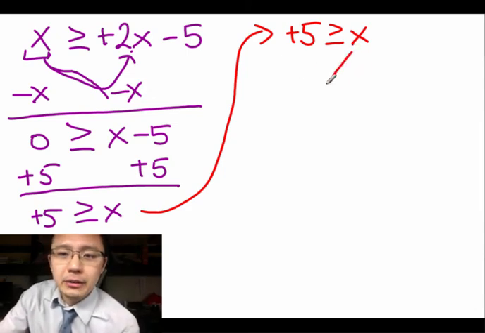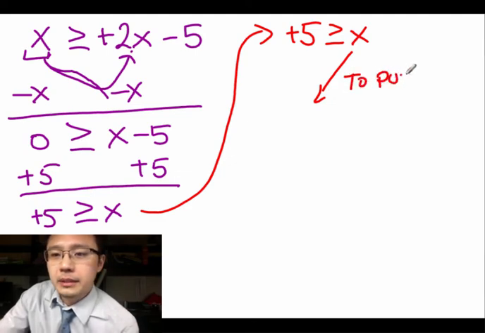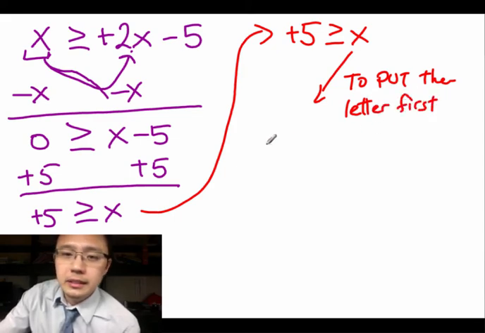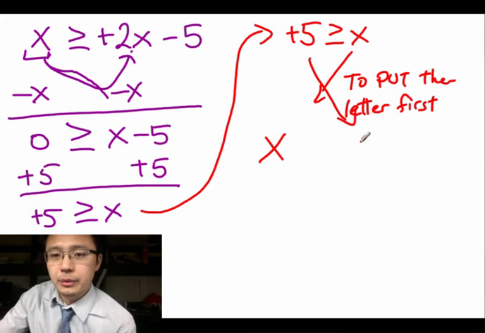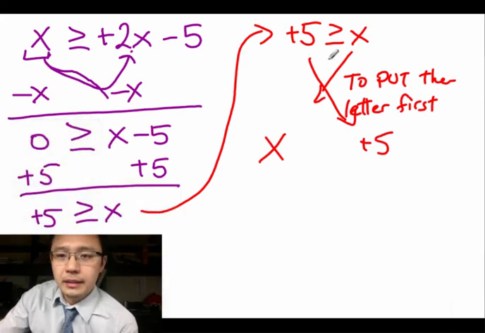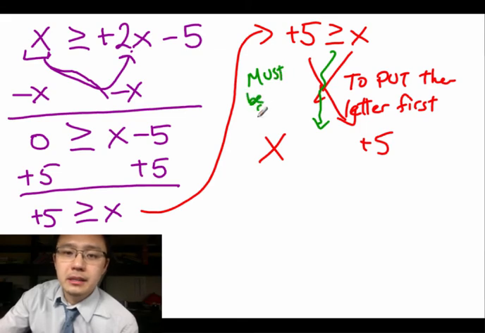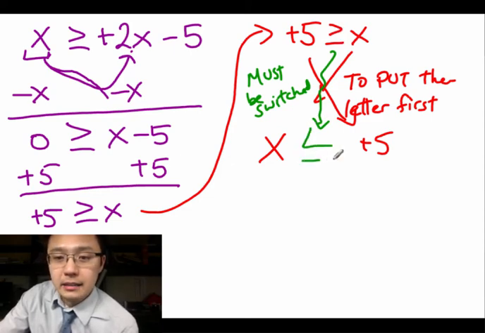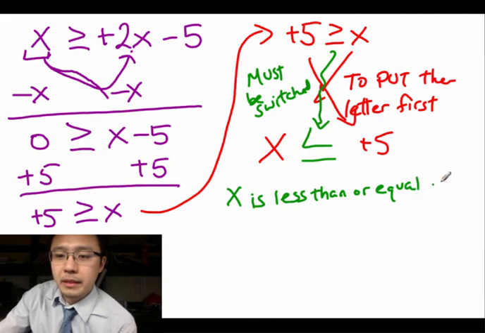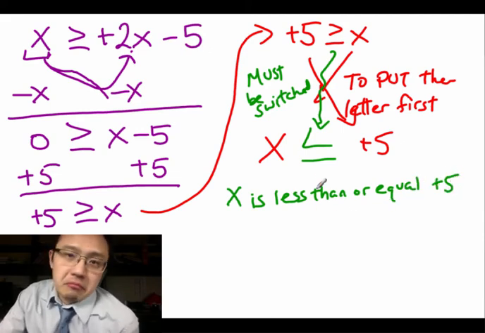So in order to put the letter first, we're just going to say x is on this side, and we're going to move the 5 to this side. Here's the part that you have to remember, though. If you're going to do that, this inequality sign must be switched to the opposite. So instead of being a greater than, it has to be a less than or equal to.